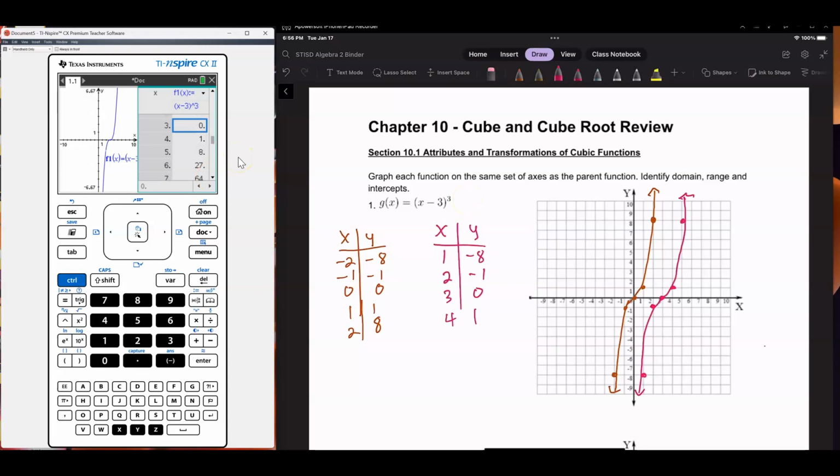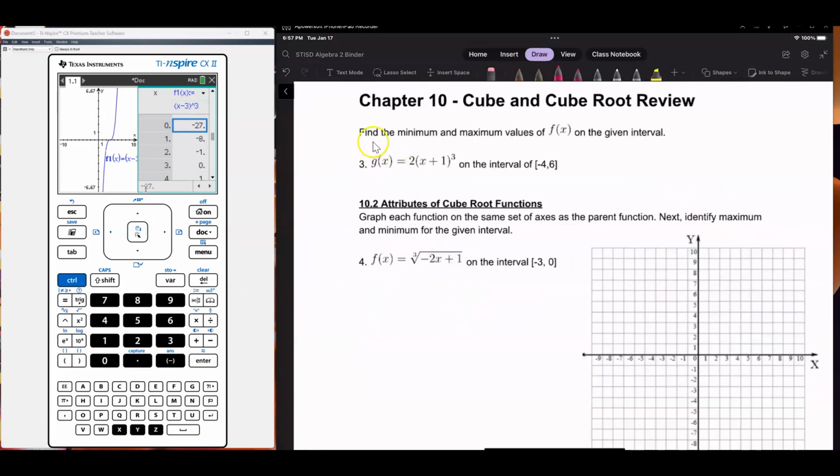So the domain for g of x, because that's what I need to find, is going to be -infinity, positive infinity. The range is also -infinity, positive infinity. The x-intercept is 3, 0. Now for me to find the y-intercept, I just have to let x equal 0. So I'm going to come over here, and you have 0, -27, so that's going to be the y-intercept. So the domain is all real numbers, the range is all real numbers, the x-intercept is 3, 0, and the y-intercept is 0, -27.